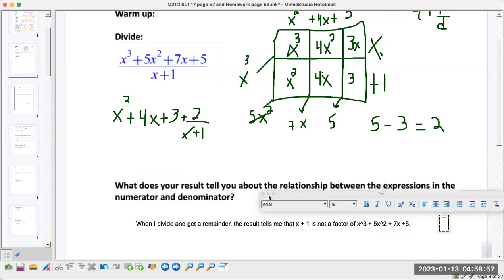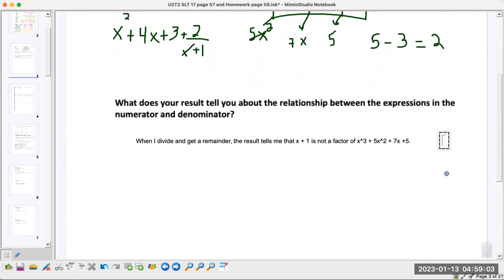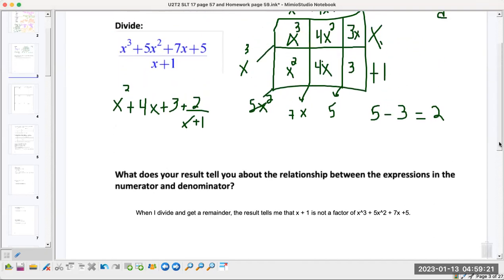Please make sure that you write this down. Take a second, write this down. When I divide and get a remainder, the result tells me that x plus 1, that is your divisor, is not a factor of this polynomial x cubed plus 5x squared plus 7x plus 5. Anytime you get a remainder, it means it's not a factor of the polynomial. If you want to hit pause and write the rest of this down, otherwise I'm going to move forward.